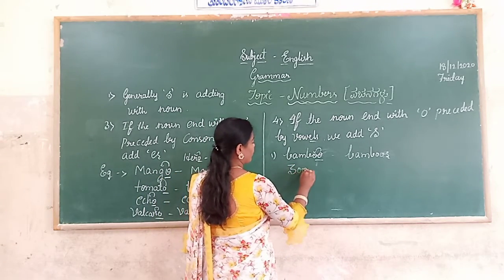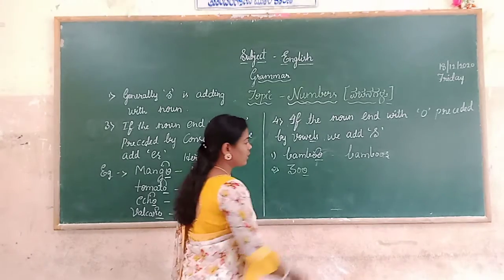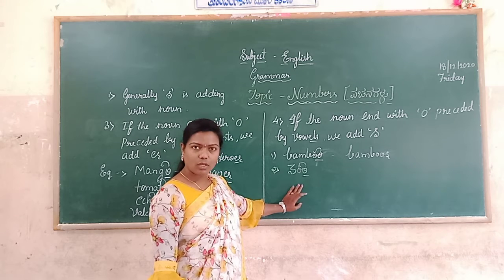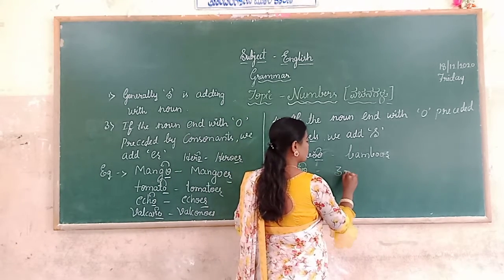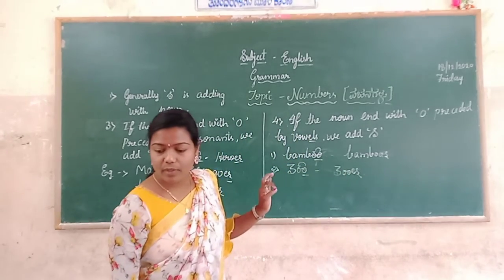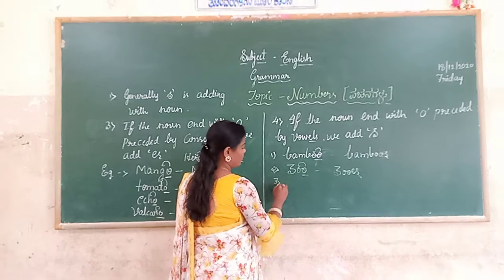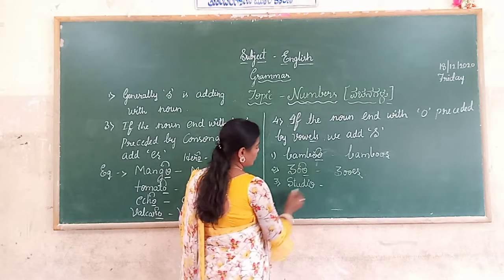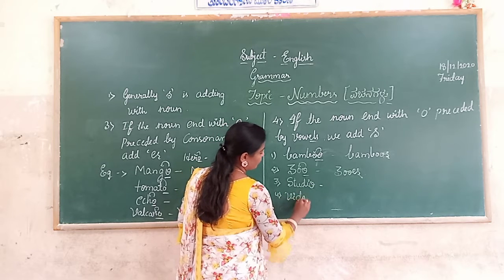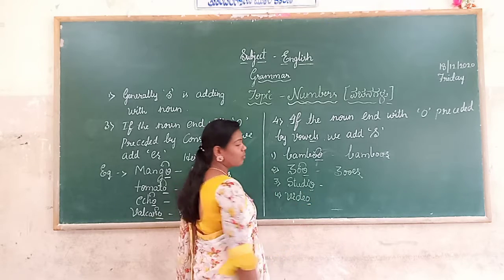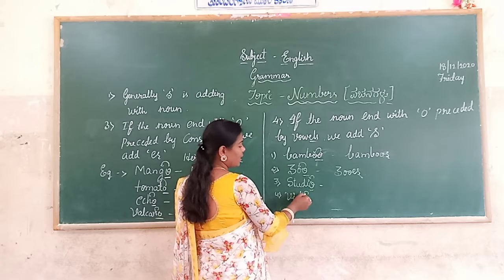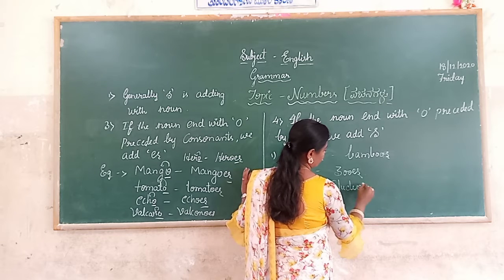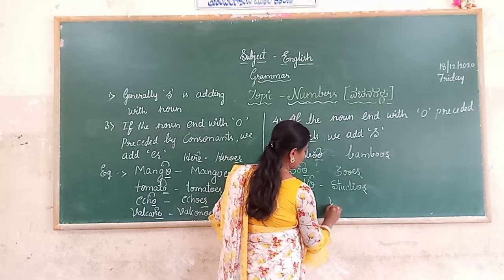Zoo. Here also the word ends with O, but what is the letter behind it? O. Is it a vowel or a consonant? A vowel. So we add only S: zoos. Next example, studio and video. These two words also end with O, but what is the letter behind it? Here I, here E. These are vowels. So studios, videos.